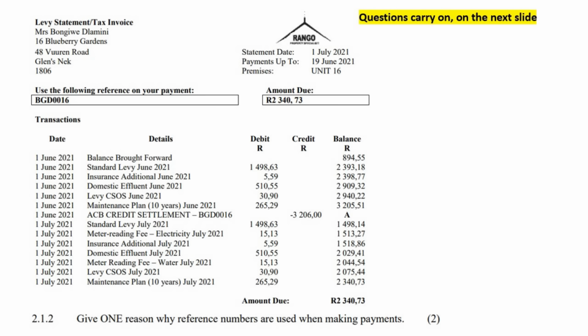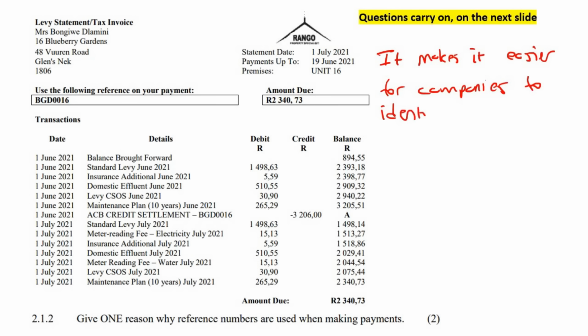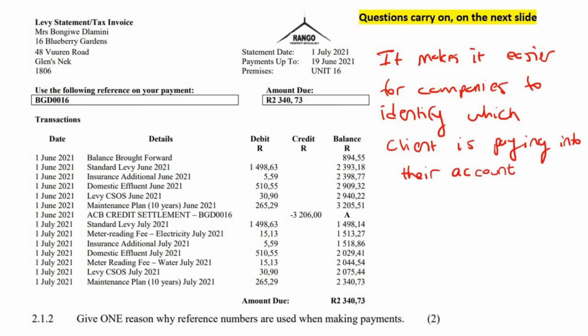This question says, give one reason why reference numbers are used when making payments. So I just explained this. But give one reason why reference numbers are used when making payments. So we can just say that it makes it easier for companies to identify which client is paying into their account. Okay.